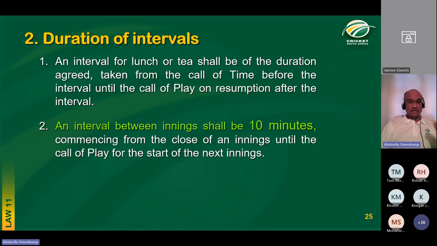How long is your interval between innings? The law tells us that interval is 10 minutes. And that interval shall be taken from the moment that the innings ended, when that last wicket is taken, and 10 minutes later when the first ball needs to be bowled. So if the innings ended, let's say Team A was dismissed at 11:13, the first ball needs to be bowled for Team B at 11:23.